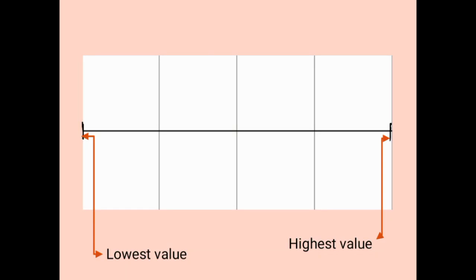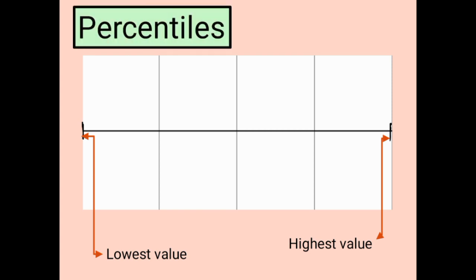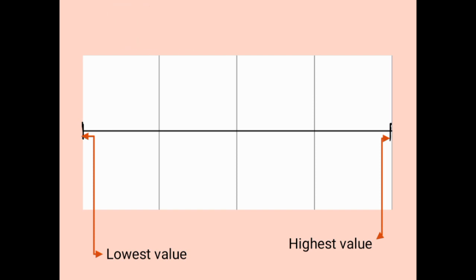In this video, we'll be learning how to calculate other measures of location such as percentiles. Just imagine this solid line as a dataset starting from the lowest value to the highest value. Percentiles split the dataset into 100 parts.